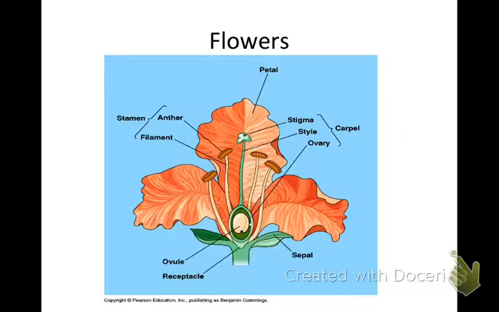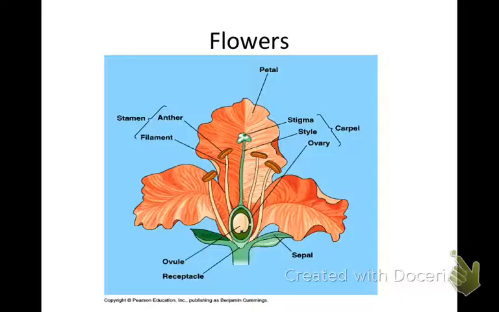We also have flowers, so please highlight. Flowers are a specialized shoot. Remember, shoot means stem. And flowers are pretty much there to attract pollinators, like bees and birds, like hummingbirds, and possibly bats. Alright, so let's talk about the parts of a flower, because we're going to dissect flowers.